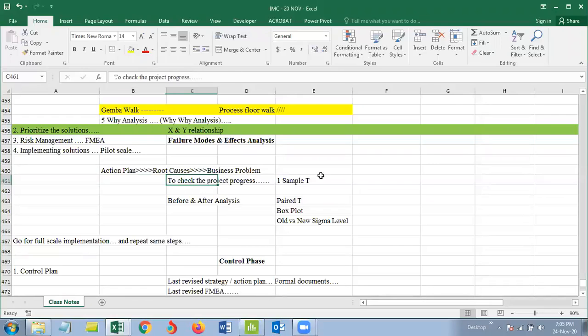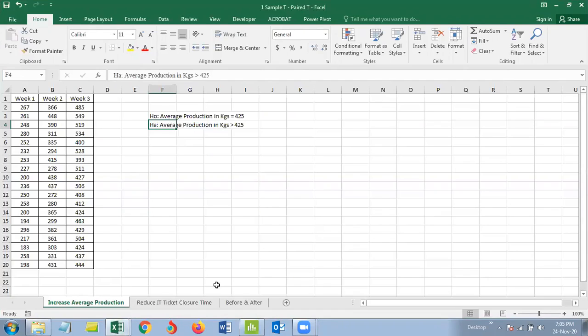How do you check it? You check it using a one sample T test. Another statistical test which will be used for checking the project progress and to check whether you achieved the target you committed to the management. Because you're implementing these action plans, now we would like to check whether it's improving or not. So there's a file which I'll be sharing. This is a sample file.